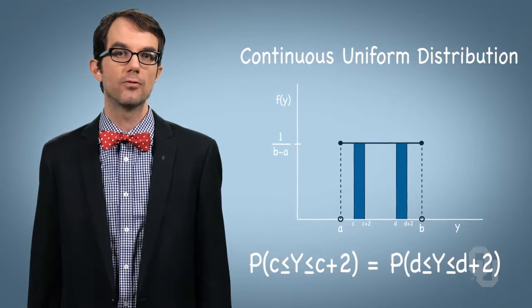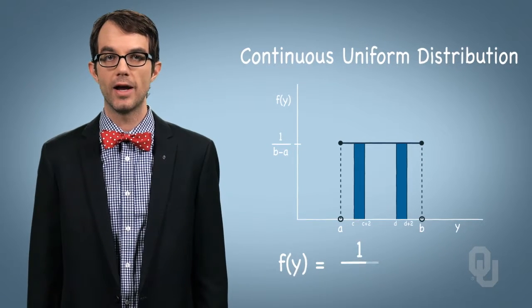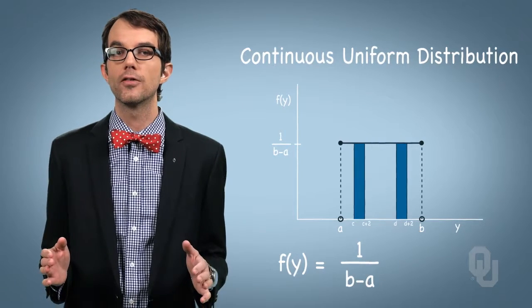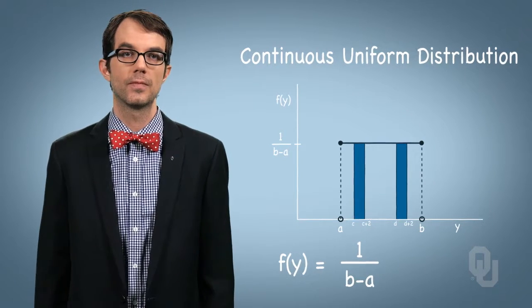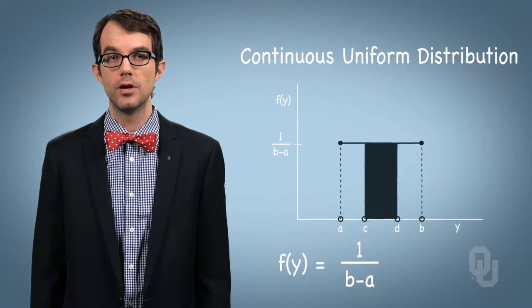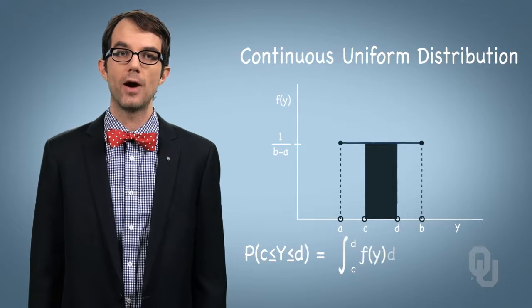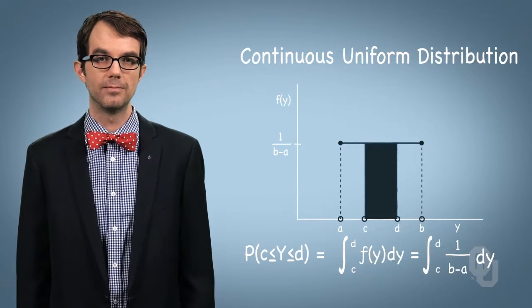The PDF of the uniform distribution, f of y, is 1 divided by b minus a, where a and b are the bounds on the distribution. To find the area under the curve between points c and d, for example, we do what we always do with continuous distributions. We integrate f of y and evaluate between c and d.